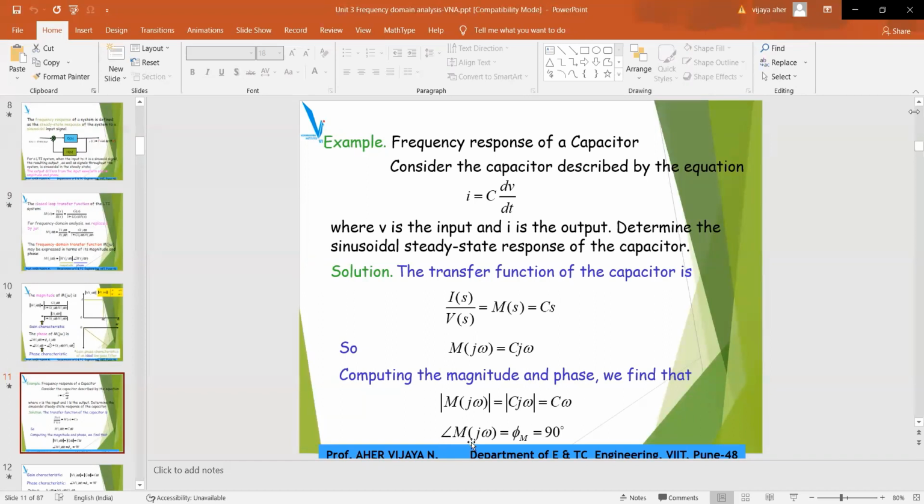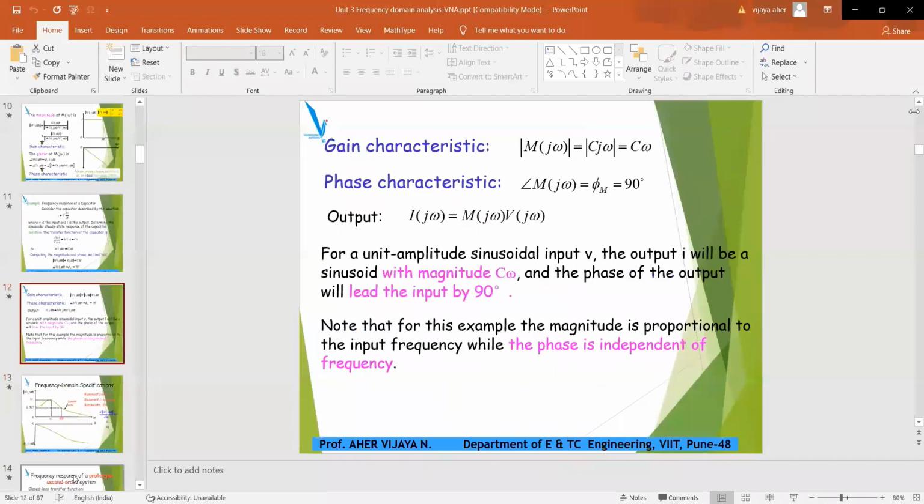And this is nothing but the angle of the transfer function in frequency domain analysis, which is equal to phi m, equal to 90 degree. Why 90 degree? Because the input is sinusoidal. The derivative of a sinusoidal signal is a cosine signal, and there is a phase shift between the sinusoidal signal and the cosine signal, that is, input and output. Between input and output, there is a phase shift of 90 degree. So the angle is equal to 90 degree for a capacitor. So this much you have studied already, right?